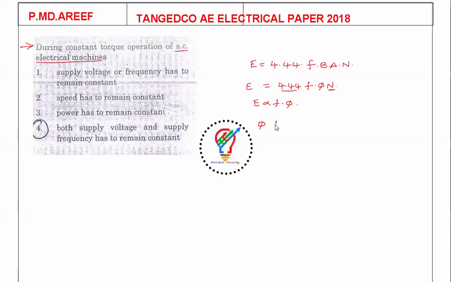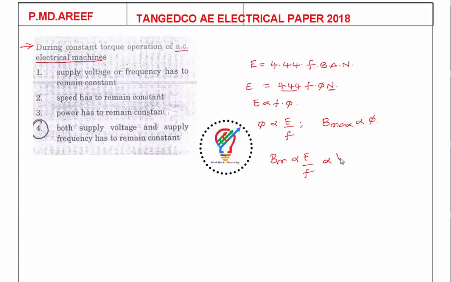So phi is proportional to E by F. We can write this as B maximum, so B max is proportional to phi. So maximum flux density is proportional to EMF divided by frequency.